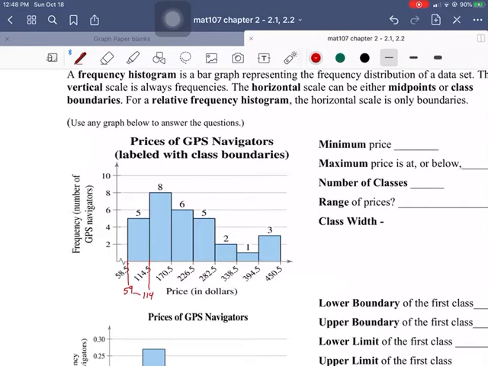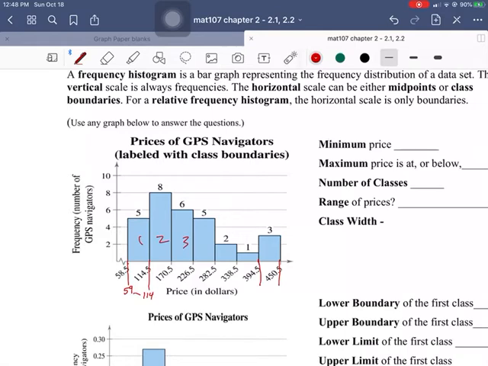Okay? And these are all listed by boundary numbers. So you can imagine this last class limit. These are prices again. So $59 to $114. And we counted how many of them were offered in that price range. And there was 5. Okay, 5 different ones.